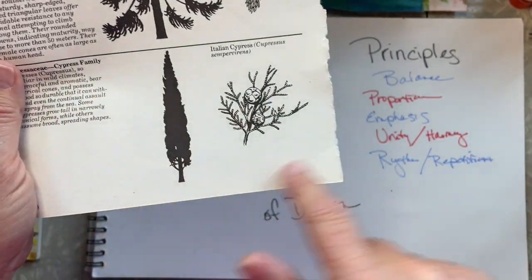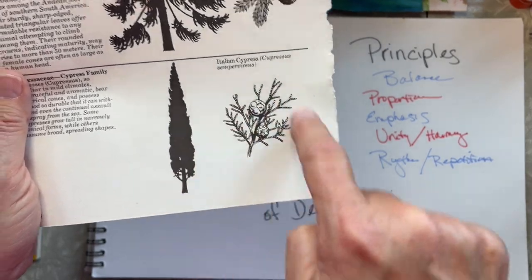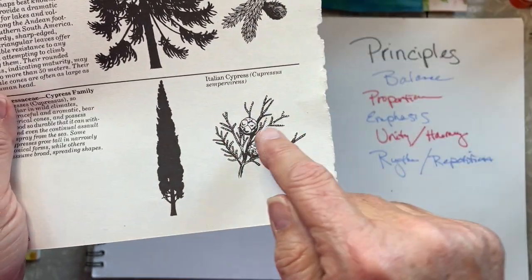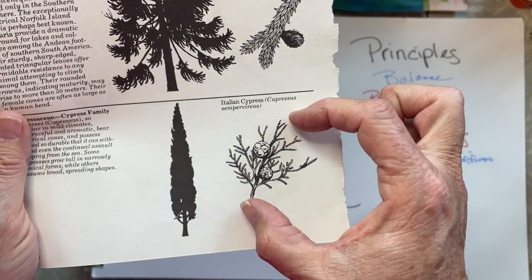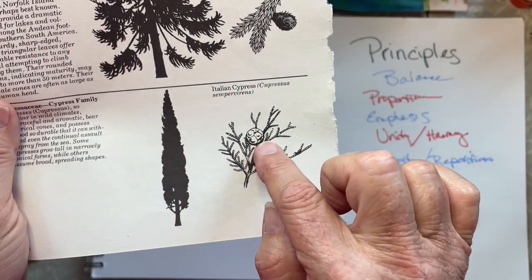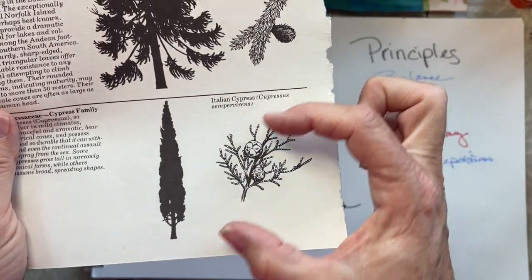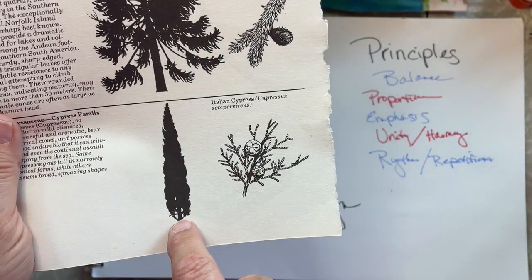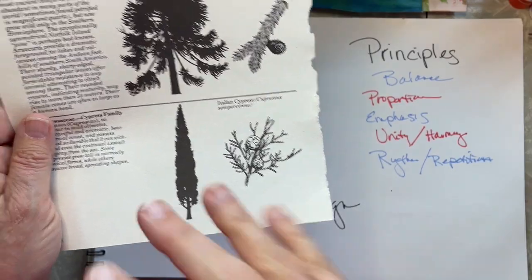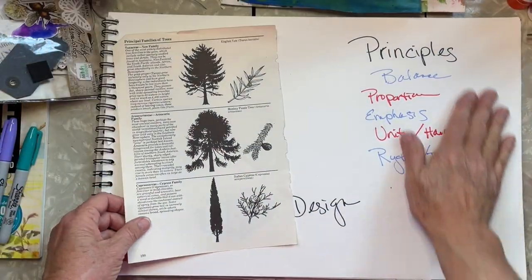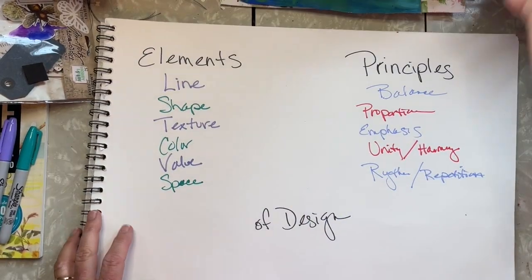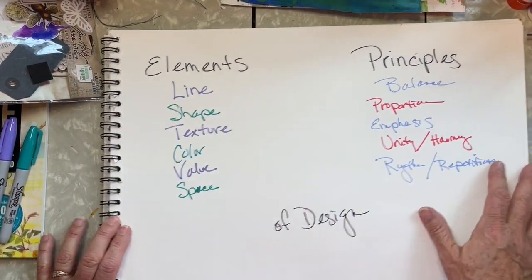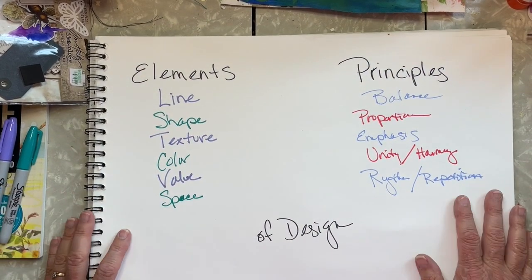However, the emphasis here is on this design because it's blown up, it's in detail, it's larger, because we know this is a sprig. So this is a large element compared with the whole tree. Does that make sense? So anyway, these are some ways that these principles organize these elements. I know it can get confusing.